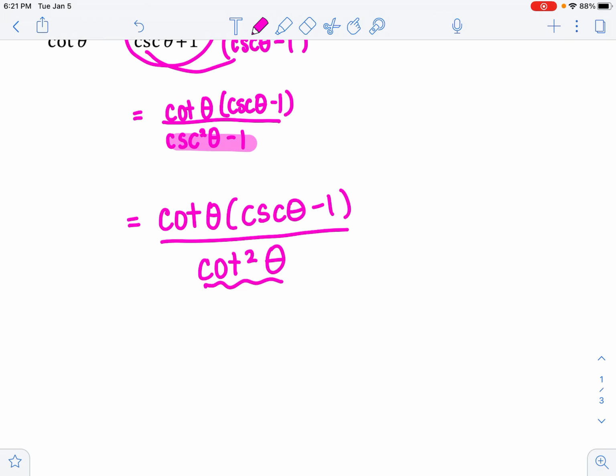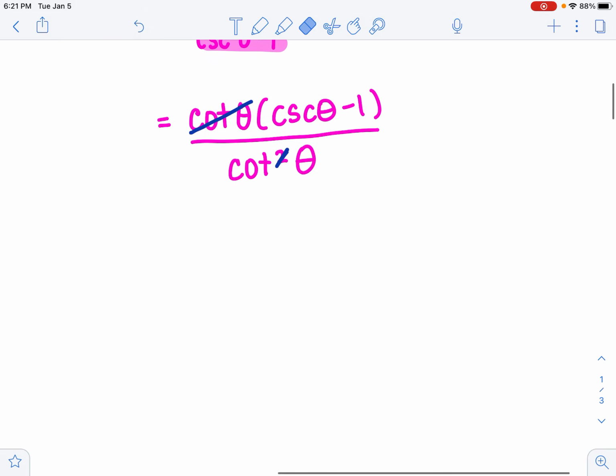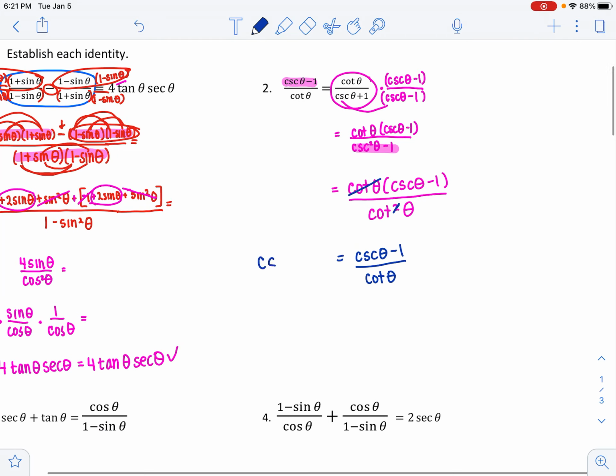Okay? So now realize this right here is cotangent times cotangent, so I can cancel out one of the cotangents in the numerator with one of the cotangents in the denominator. How I like to do that is say I'm going to cancel out this cotangent with one of these. Yes, you could take an extra step of writing this as cotangent times cotangent and then canceling them out, but I know most people aren't going to want to do that. They don't feel like it. So now I have cosecant of theta minus 1 in my numerator, cotangent of theta in my denominator, which is what I was trying to get. So cosecant of theta minus 1 over cotangent of theta.